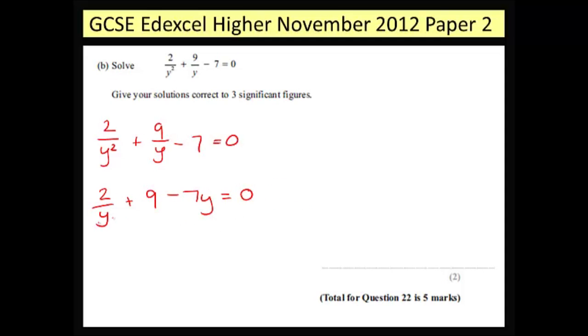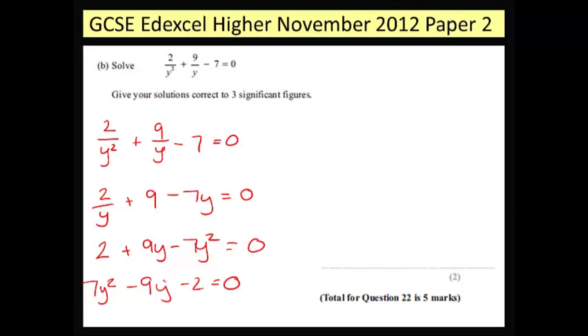Now you can see I've still got a fraction here which I need to deal with, so what I'm going to do with this one is times by y again. This means that 2 divided by y times by y is 2, plus 9 times y is 9y, and negative 7y times y gives me negative 7y squared equals 0. And what you could do from here is move everything across to the other side, so I'm going to have 7y squared minus 9y minus 2 equals 0, and again looking at this one you would probably want to use the quadratic formula to actually solve it.